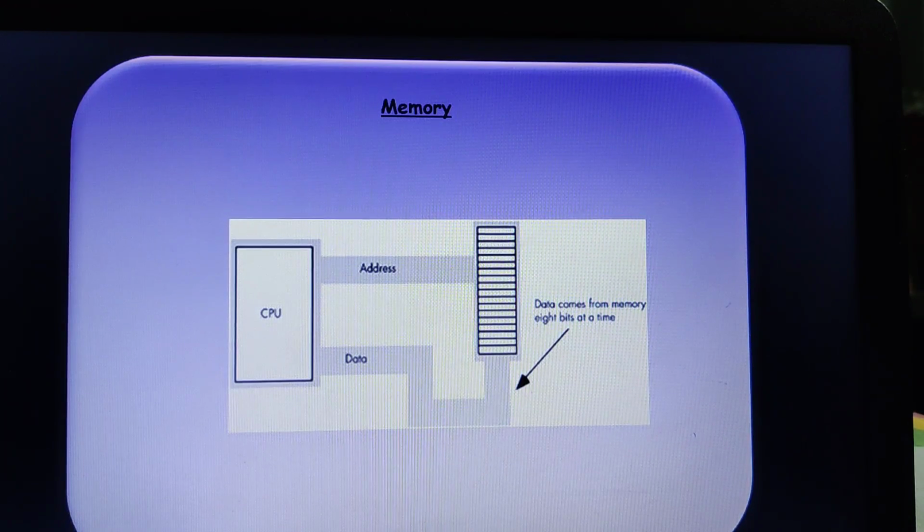Now let us see some of the features of the internal memory. The first feature is that it provides temporary storage. This internal memory has limited storage capacity, plus it provides faster access, and it is very high cost. So these are the basic features of the internal memory.